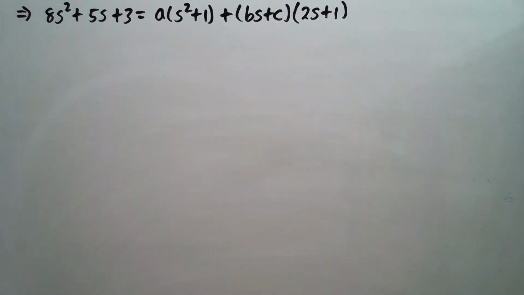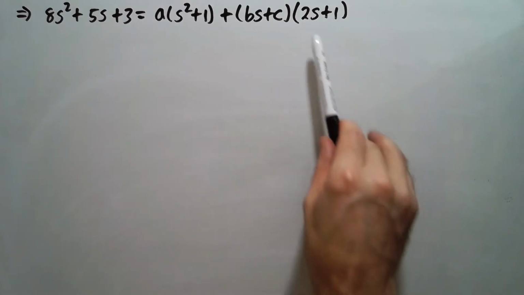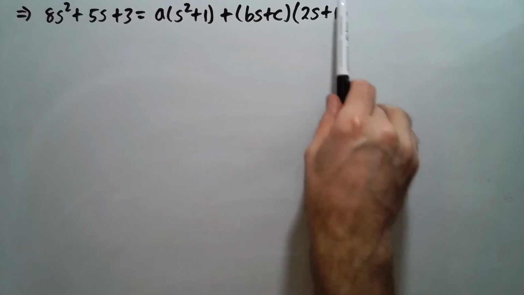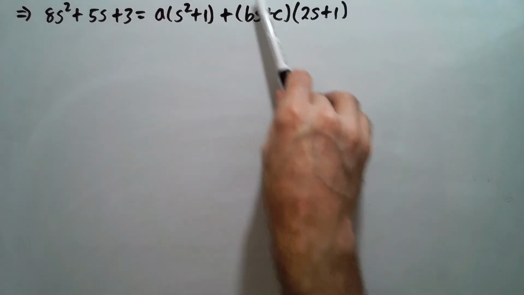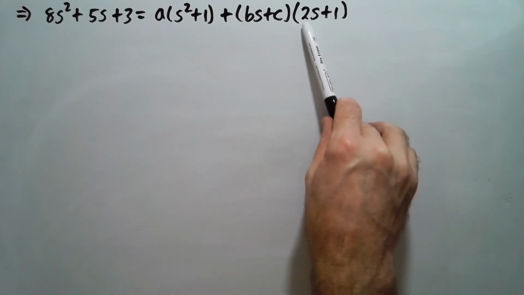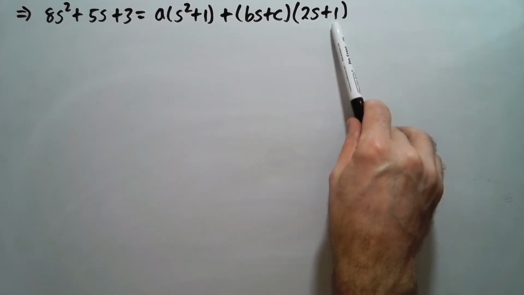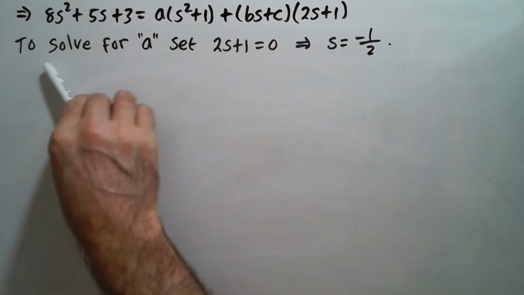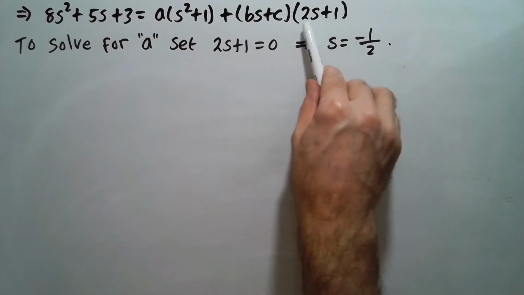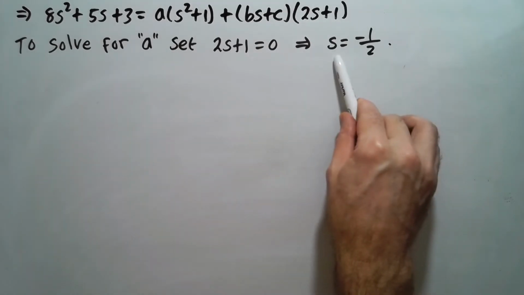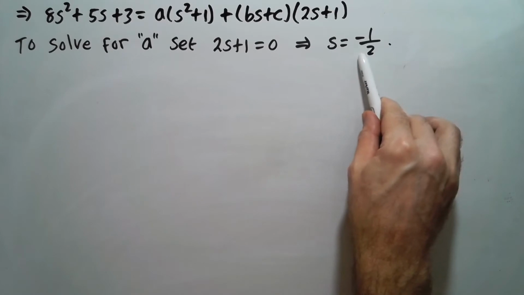Or maybe a more efficient way might be, notice here we can make the 2s + 1 equal to 0. Then the B and the C would be gone and I'd be just left with A. So to solve for A, we're going to set the 2s + 1 equal to 0. Solving for s, that means s is equal to -1/2.